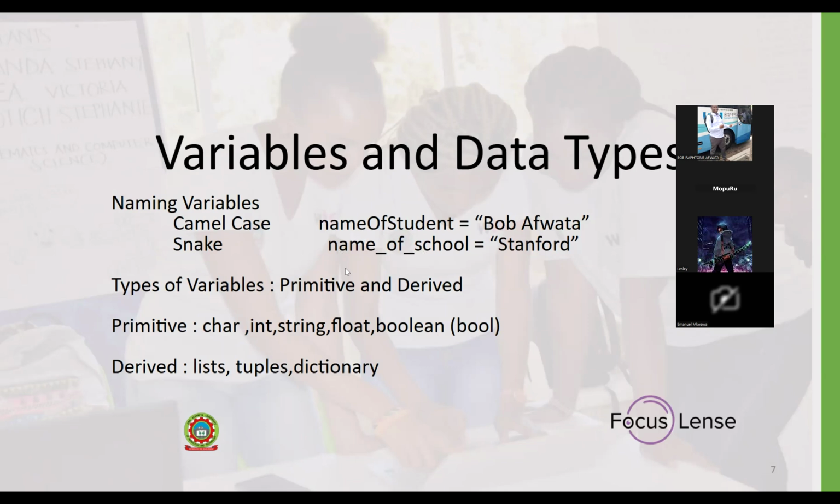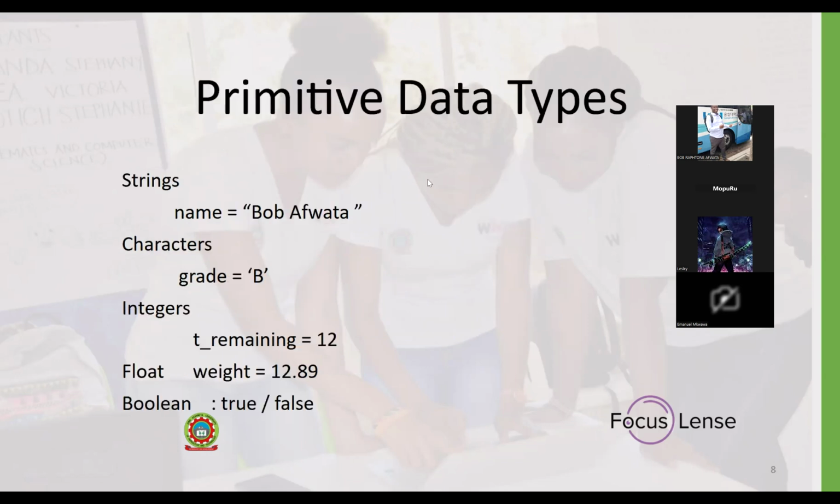I'll tell you why. And then we learned about character, integer, string, float, and boolean. As you continue doing the course, you'll be able to use them, and then we'll learn about tuples, dictionaries, and what's also called sets. I've not included it here. So these are the primitive data types: strings, characters, integers, float, and boolean.